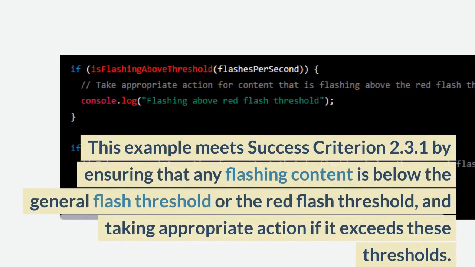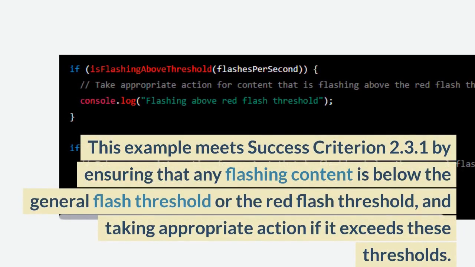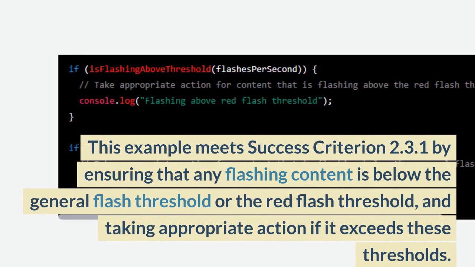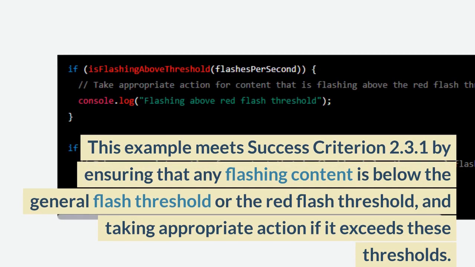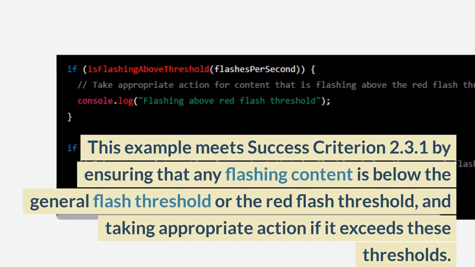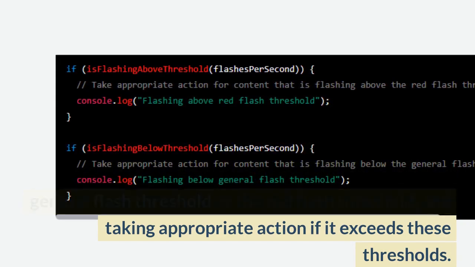This example meets Success Criterion 2.3.1 by ensuring that any flashing content is below the general flash threshold or the red flash threshold, and taking appropriate action if it exceeds these thresholds.